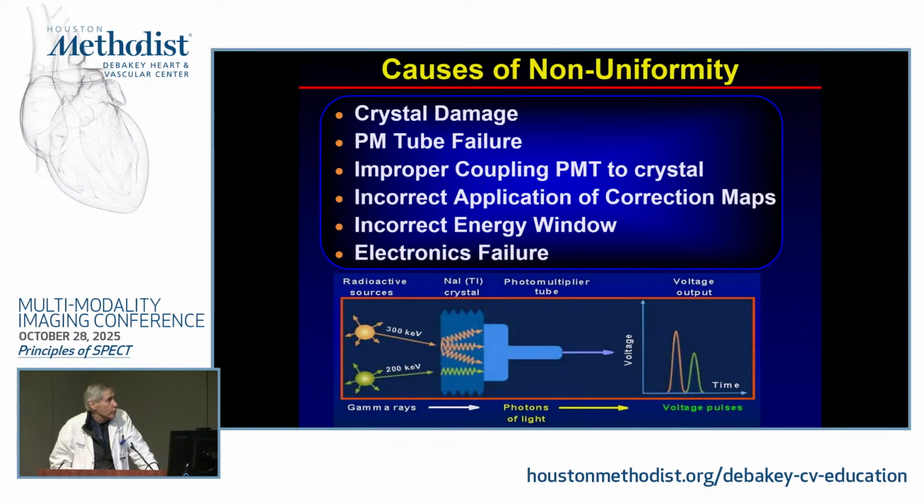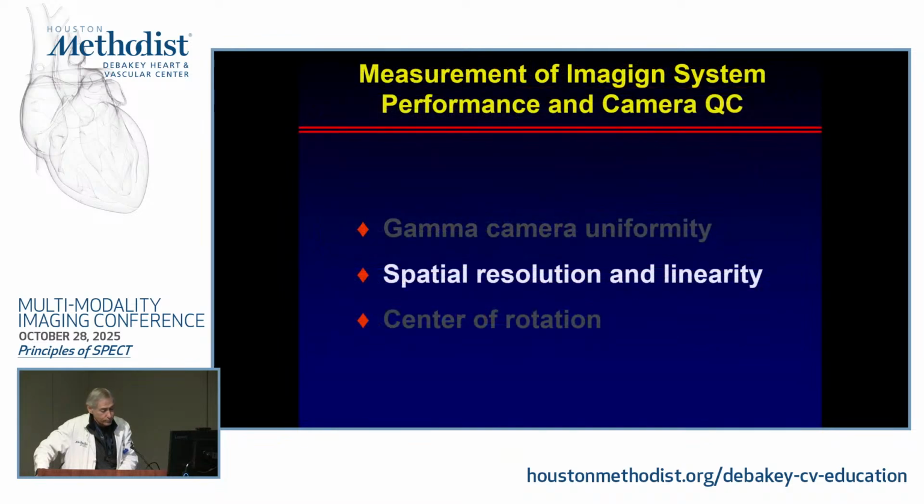There are many causes of non-uniformity. The crystal can get damaged. In the old days, if you have a PM tube system, the PM tube could fail. You can have improper coupling of the PM tube to the crystal. You can have incorrect application of the correction maps, because again, remember, we do correction maps every day on the information we get based on flood sources, and electronic failure is another source.